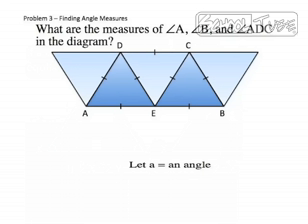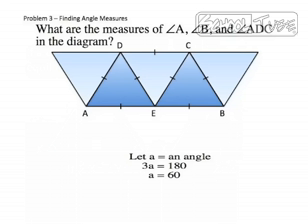So the first thing we need to do is find the measure of an angle. So what we're going to do is let A represent the measure of an angle. So using the triangle angle sum theorem, we're going to set this relationship up to be 3A, or 3 times A, equals 180. Finally, using the division property of equality, we're left with A equals 60.